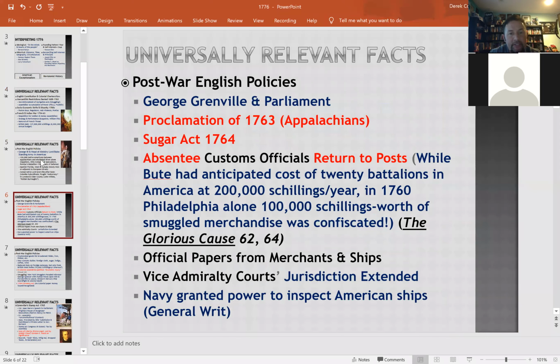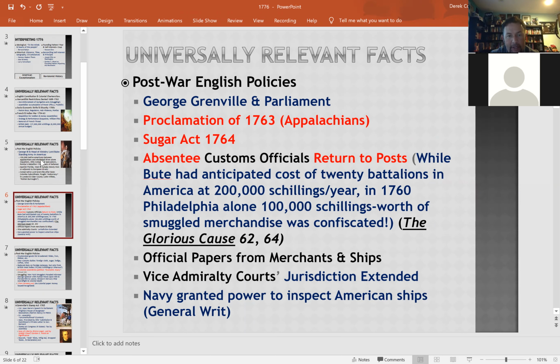So the Proclamation of 1763 contended that the Americans could not move beyond the Appalachian Mountains, that those were reserved for the Native Americans. And to a lot of Americans, heading west was the singular route to the American dream. And so now they're having it cut off by British Parliament in this proclamation.